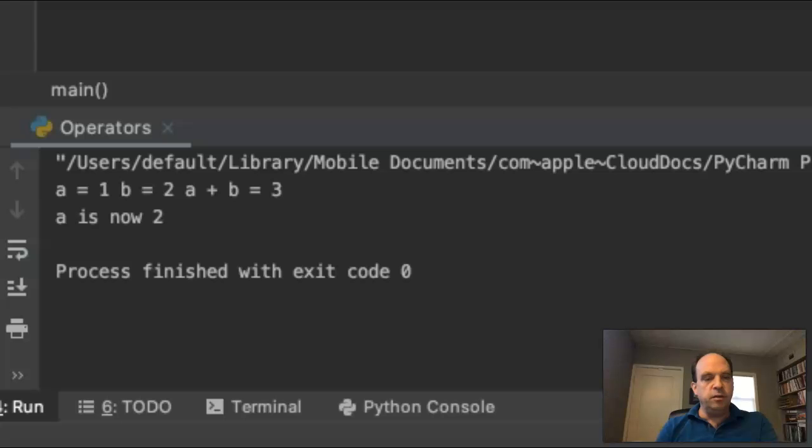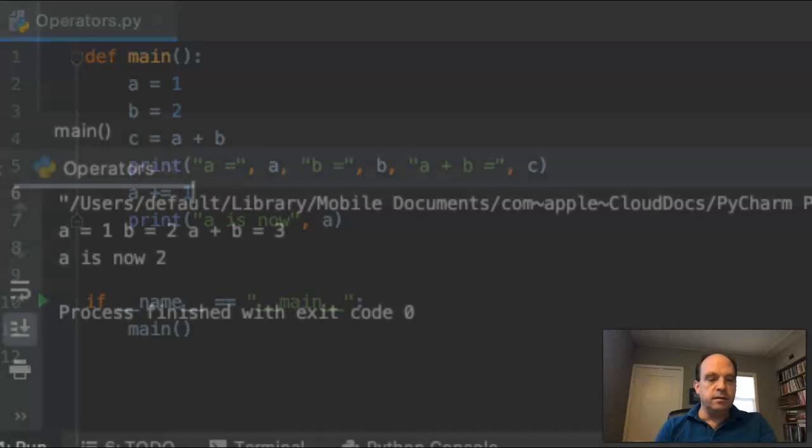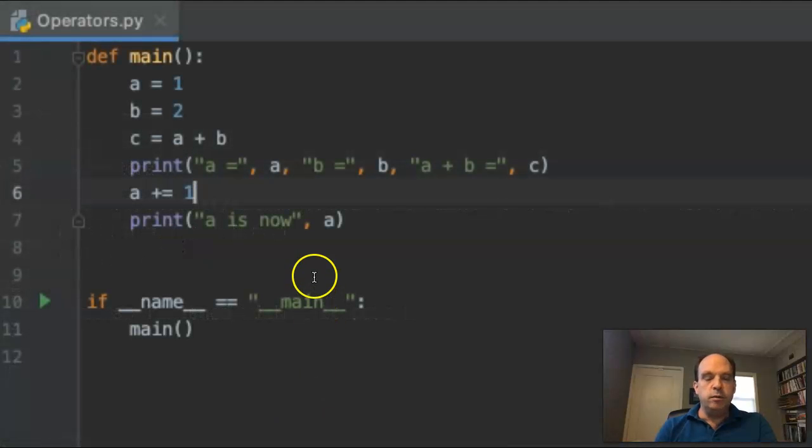That's a little hard to get used to at first, but you'll get comfortable with it pretty quickly. Incidentally, we can shorten this expression. If we're using a on both sides of the assignment operator, we can just simply say a plus equals 1, which means take the original value of a, add 1 to it, and assign the result back to a. And we see we get the same result. A is now 2. So a equals a plus 1 and a plus equals 1 mean the same thing.